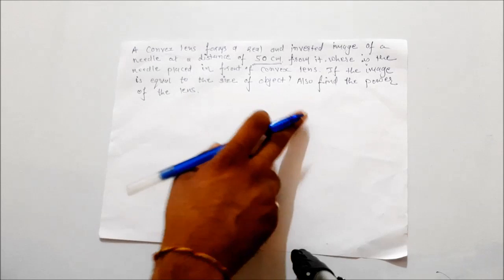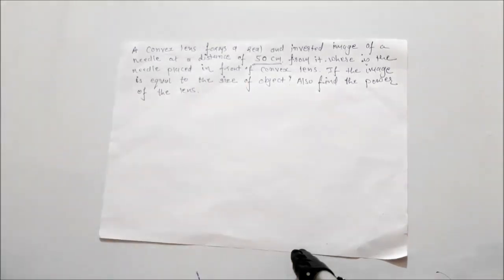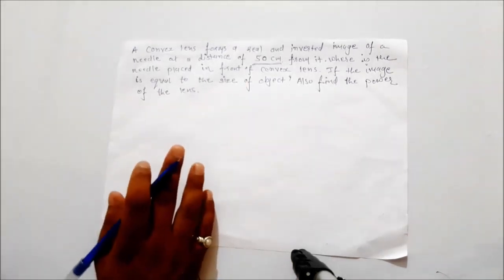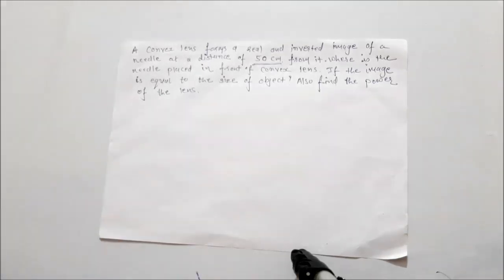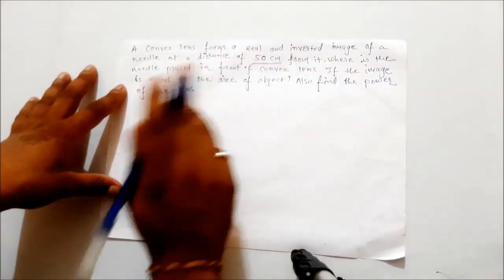If the image is equal to the size of the object. Now see, what does this case mean? If the image is equal to the size of the object, it means its magnification will always be equal to 1. Keep this in our mind, that its magnification will always be equal to 1.